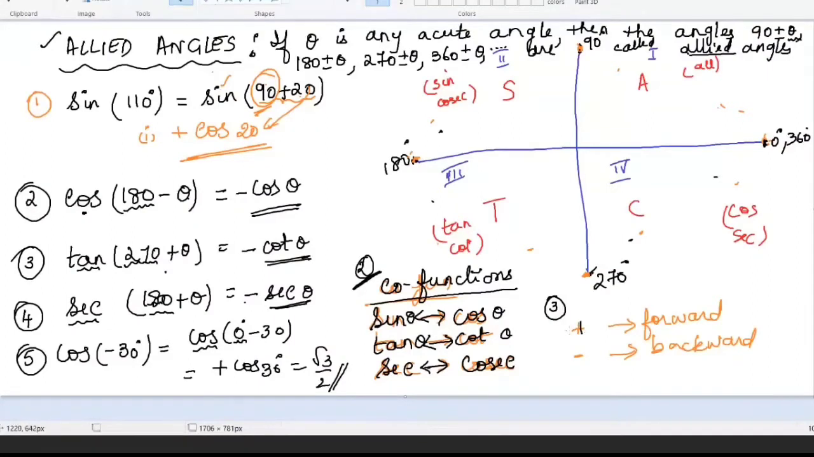Write this. If you have a plus sign, you are moving forward. Plus sign, move forward. Minus sign, move backward. Next, fourth step, draw this graph, the 4 quadrants. Mark X and Y, and write 0, 90 degrees, 180, 270 and 360.